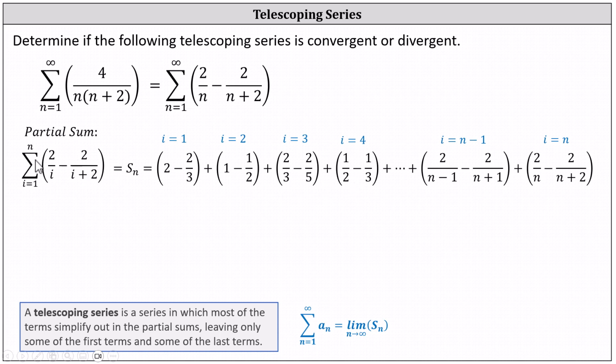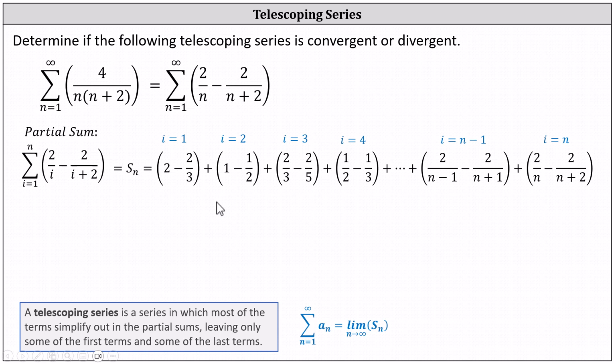Notice the last value of i is n, and therefore when i is n minus 1, we have plus 2 divided by the quantity n minus 1 minus 2 divided by the quantity n minus 1 plus 2, which simplifies to n plus 1. And again, the last value of i is n, which gives us plus 2 divided by n minus 2 divided by the quantity n plus 2. And now we need to determine which terms simplify out.